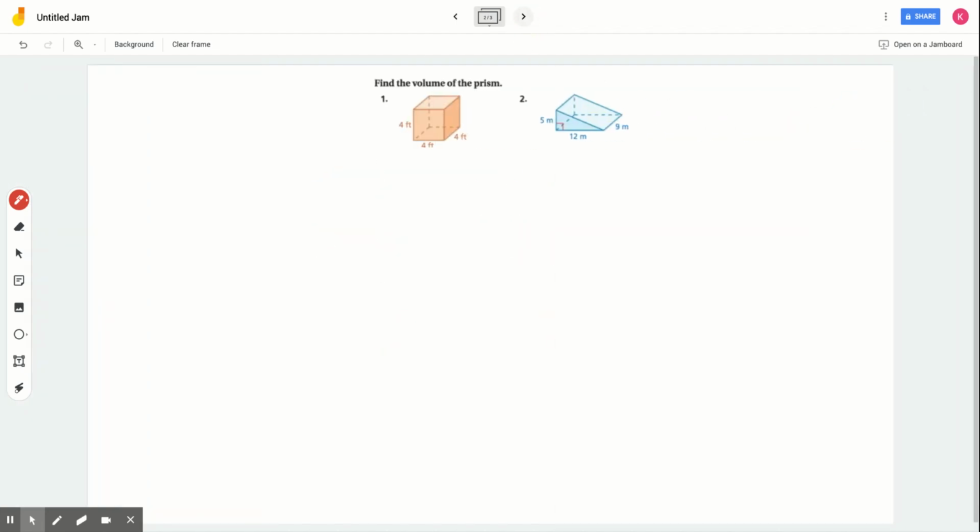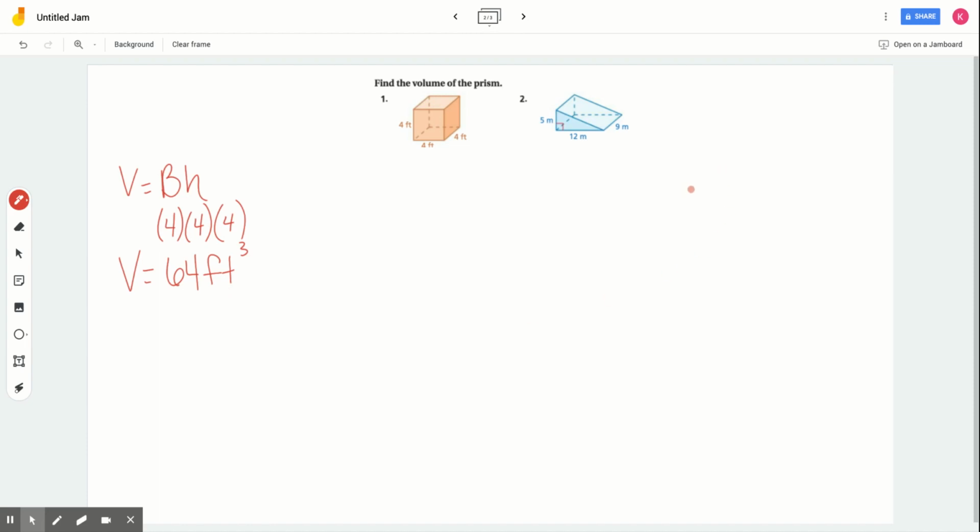As we look at these first two, we are finding the volume of this cube. So volume is equal to area of the base times the height. We can find the area of the base by multiplying 4 by 4 and multiplying that by the height of 4. So 4 times 4 is 16. 16 times 4 is 64. So our volume of this cube is 64 feet cubed. So volume has cubic units.